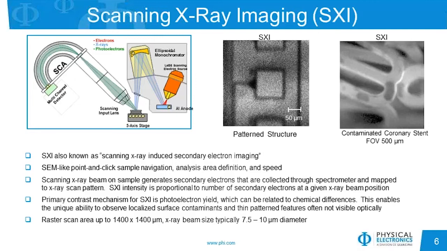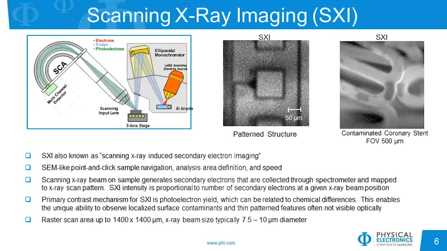And because we are imaging the secondary electrons, this gives us an SEM-like capability to do sample navigation, analysis area definition, and speed, in that we can collect these SXI images within just a few seconds. And as the saying goes, a picture is worth 1,000 words. And so with an image as shown at the top right, we have very quickly an idea of areas of interest, whether they be contaminants or features that we want to investigate.